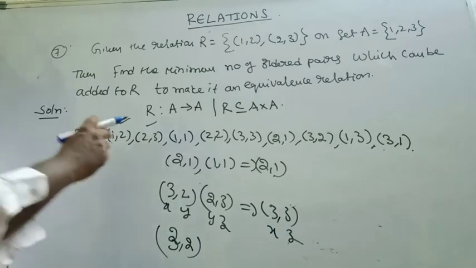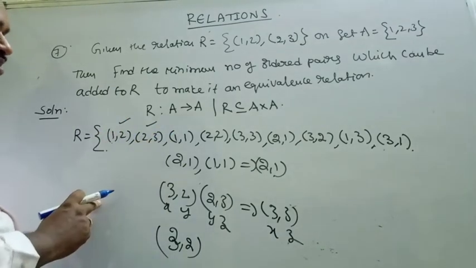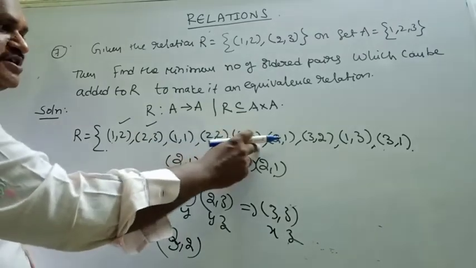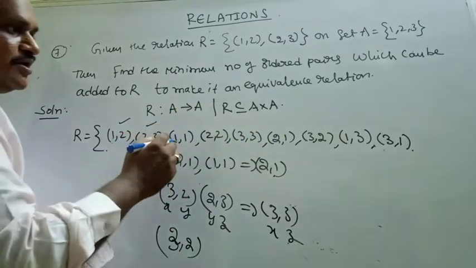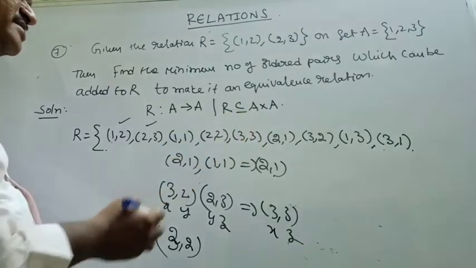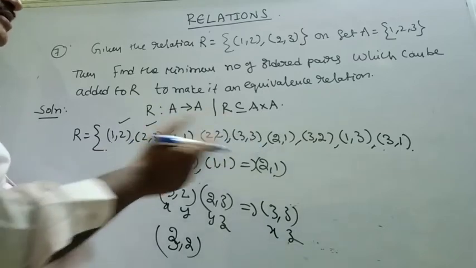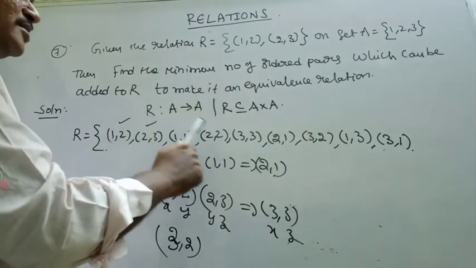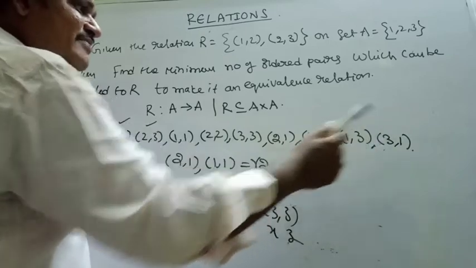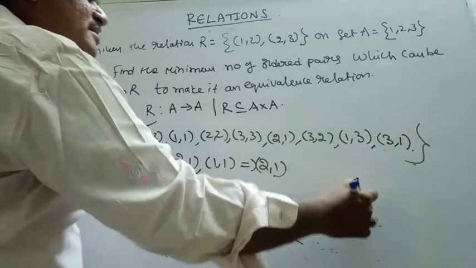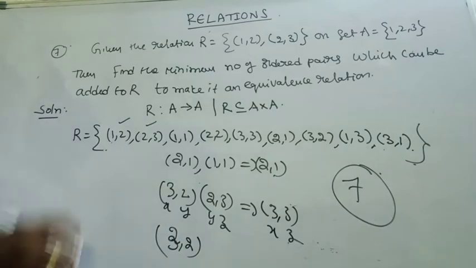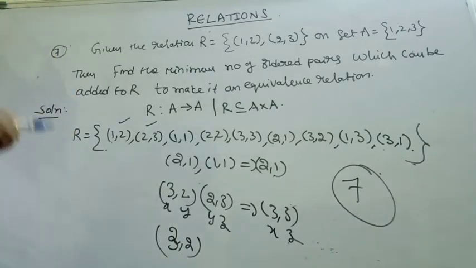Now transitive. (1,2), (2,3), (1,3) is there, right? And also (2,3), (3,3), (2,3) is there. And (1,1), (1,3), (1,3) is there. (3,1), (1,2), okay, (3,2) is there. It is transitive. Now how many pairs have you added? 1, 2, 3, 4, 5, 6, 7. Now 7 pairs you have added such that it becomes an equivalence relation, such that it becomes reflexive, symmetric and transitive, right?